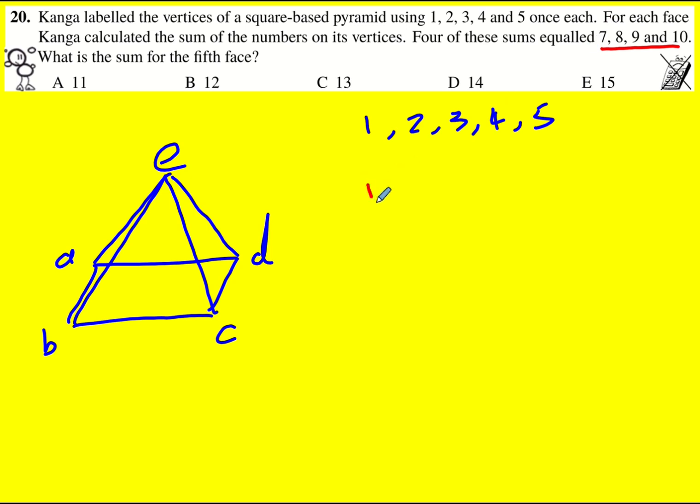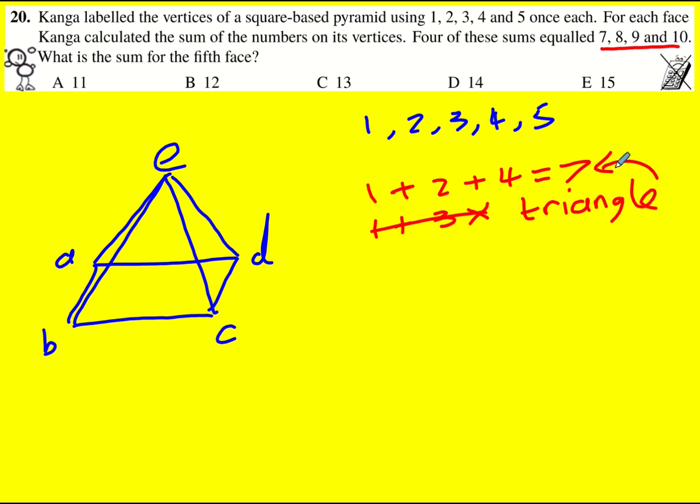To get the smallest one, we could do 1, 2, and 4. Actually, I should write it as 1 plus 2 plus 4 is 7. But if you try something else, like 1 plus 3, immediately we can't make it work, or 2 plus 3. So basically, it must be 1, 2, and 4 that gives us 7. And that means it must be one of the triangles, because we're getting sums from 5 faces, but 4 of them are triangles and one of them is a square.